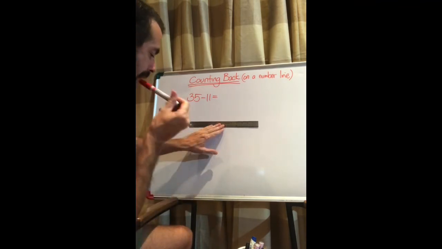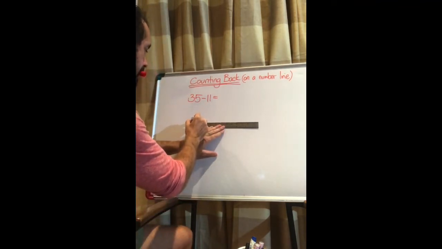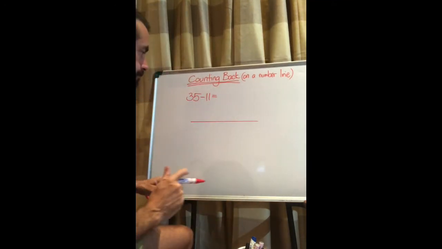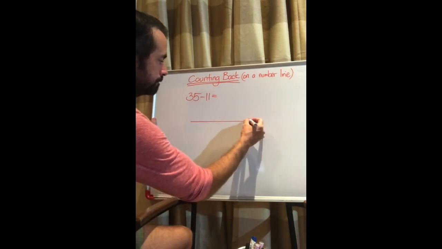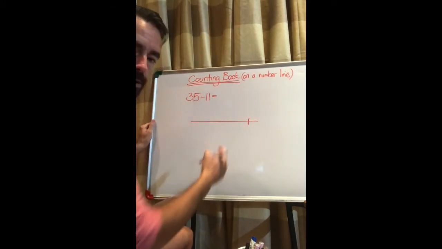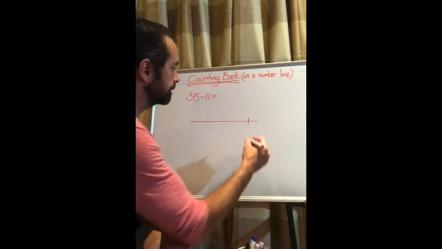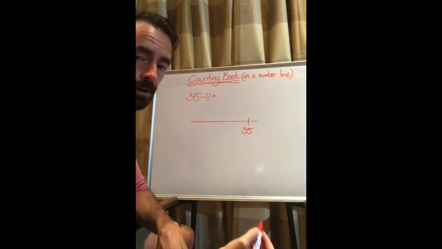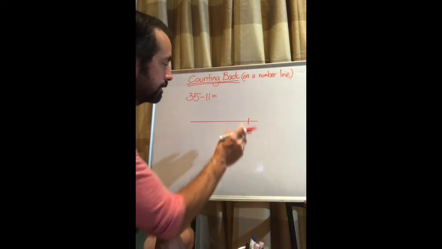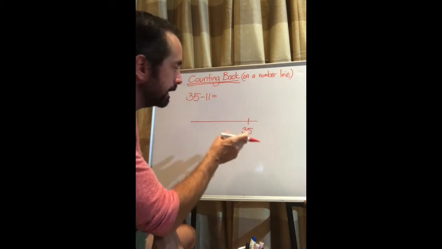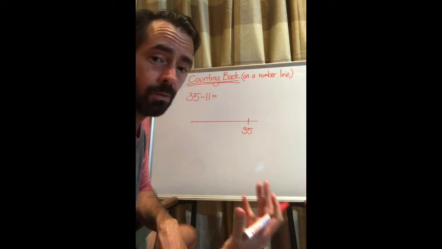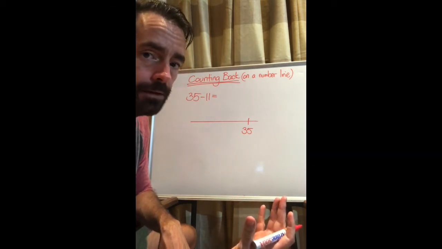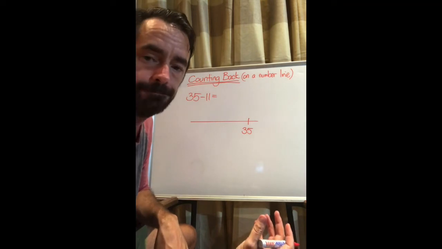Using a ruler, we can start by drawing a number line, and then on the right hand side, I'm going to put the number 35, right? Okay, so this is my starting point, and now what I'm going to do is take away from 35, right? So what am I taking away from 35? That's right, I'm taking away 11, okay?